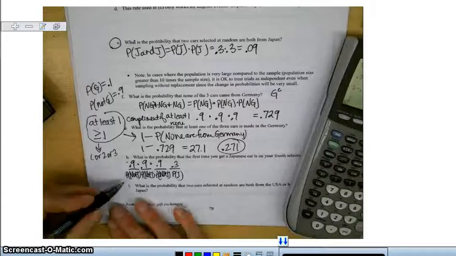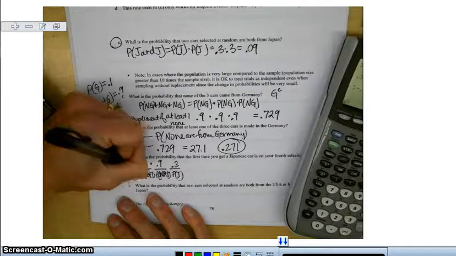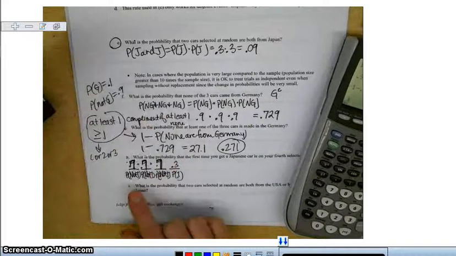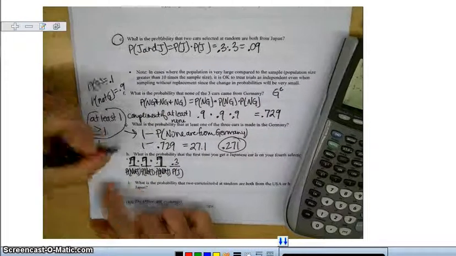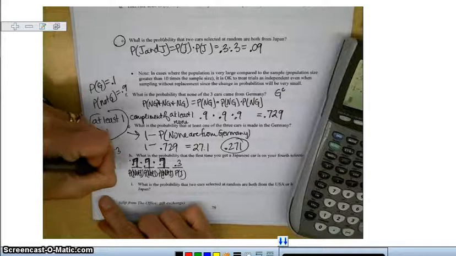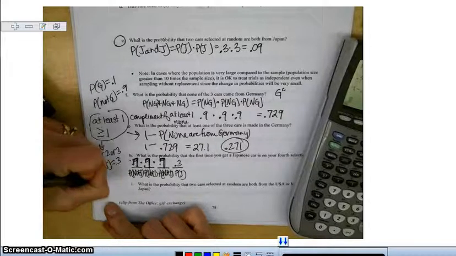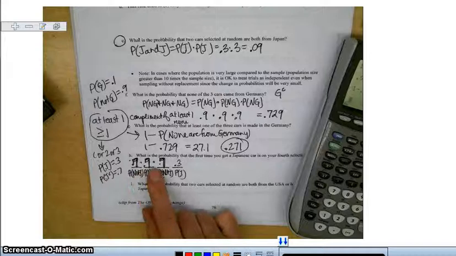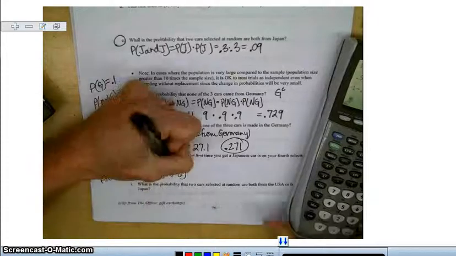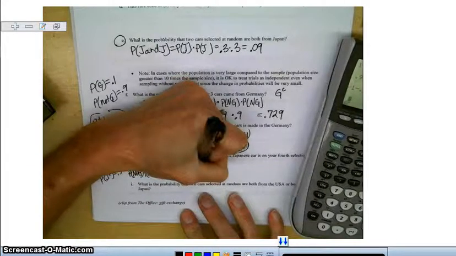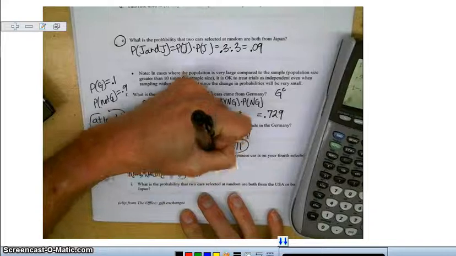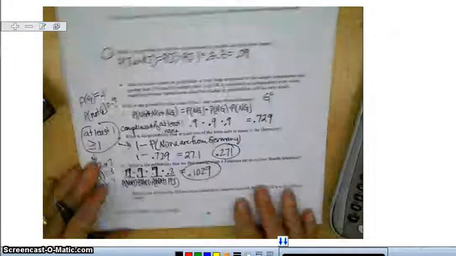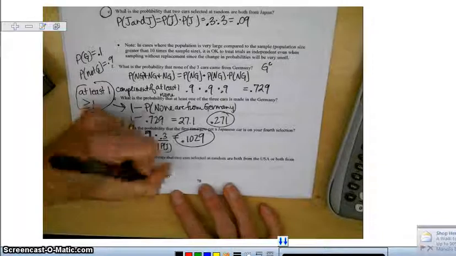Well, not Japanese, sorry, not Japanese is not 0.9, it's 0.7. So all of these are 0.7, my apologies. Because not Japanese is 70%, because the probability of being Japanese from earlier is 30%, so the probability of J complement is 0.7. So that's 0.7 times 0.7 times 0.7 times 0.3, which if you do that on your calculator gives you 0.1029.